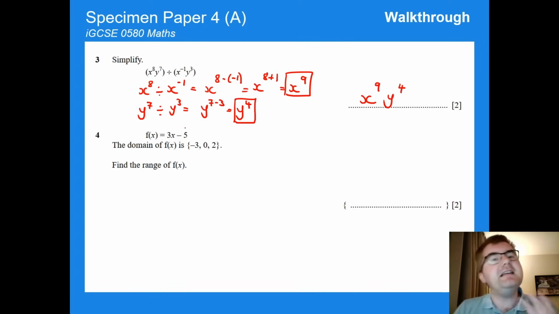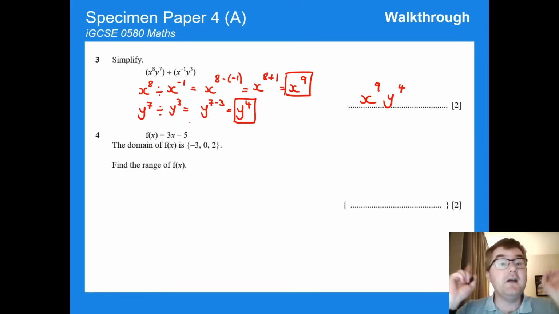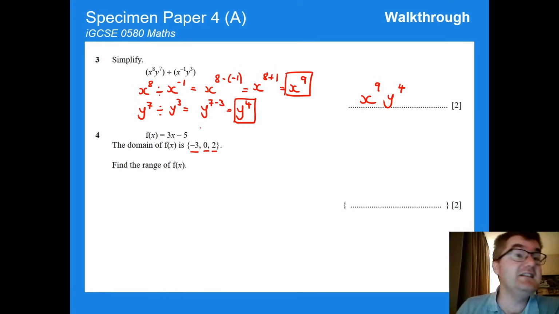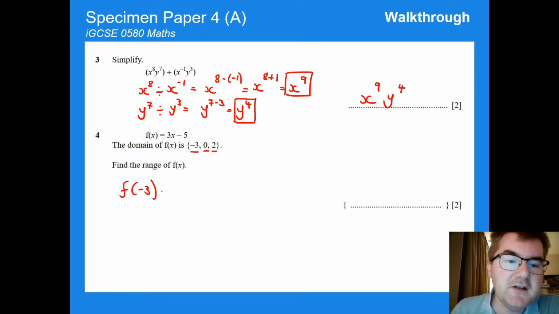Now it's funny, I've actually been through this next question, question 4, in my domain and range video. You can check that out above. So we're told the domain is -3, 0, and 2, and we want to find the range. This is a nice, easy question. We just put these numbers into our function. So I'm going to start with -3. Wherever I see an x, I'm going to put a -3.